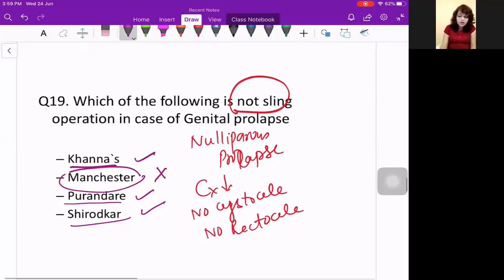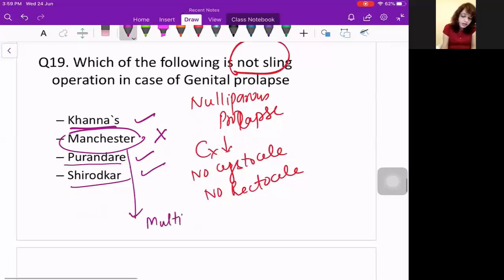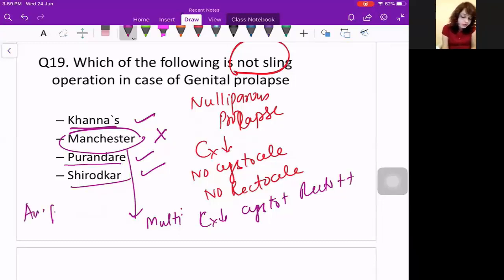Manchester is not a sling operation. Manchester operation is done in a multiparous lady with genital prolapse, with cervical descent present, cystocele present, and rectocele present. In Manchester there is amputation of the cervix, and strengthening of the cervix by tying the cut ends of the Mackenrodt ligament, making the new os with vaginal flaps, followed by pelvic floor repair. The complications of Manchester operation: if there is cervical stenosis, it can lead to cryptomenorrhea and infertility. If the cervix is left dilated, it can lead to cervical incompetence, leading to second trimester abortions. So Manchester operation is recommended in those females who want to preserve the uterus for menstrual function.